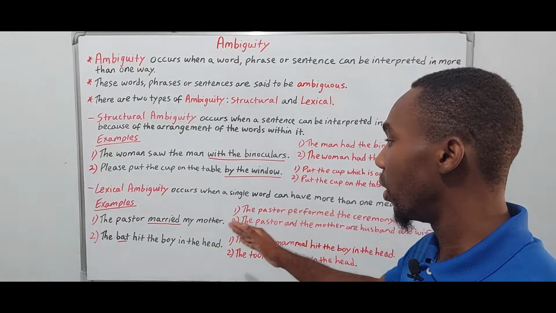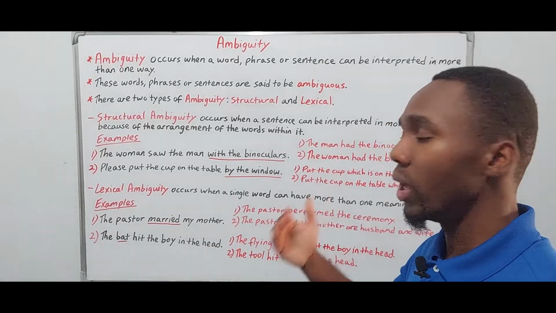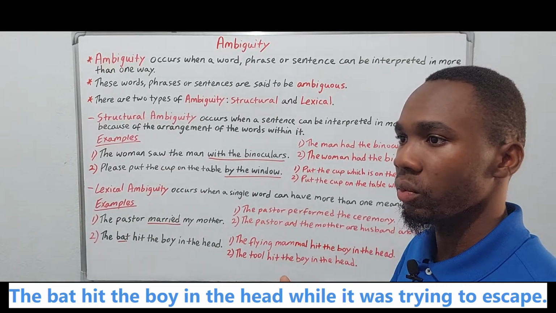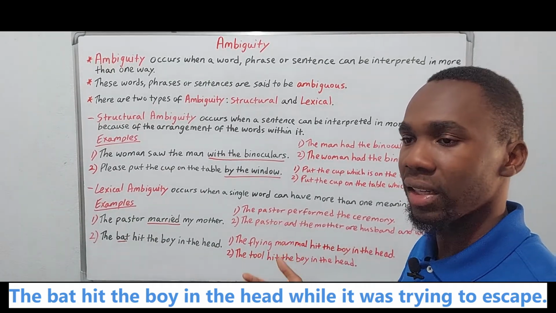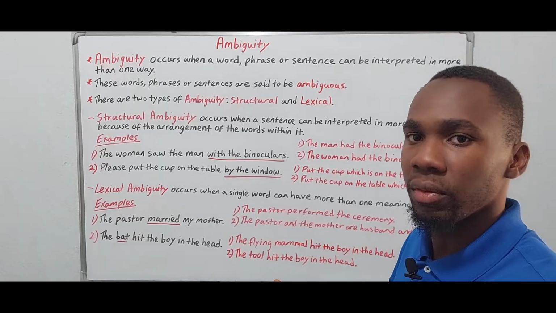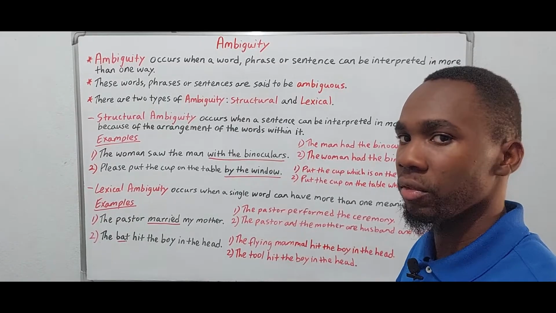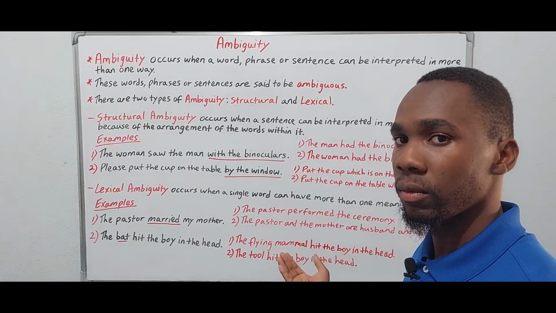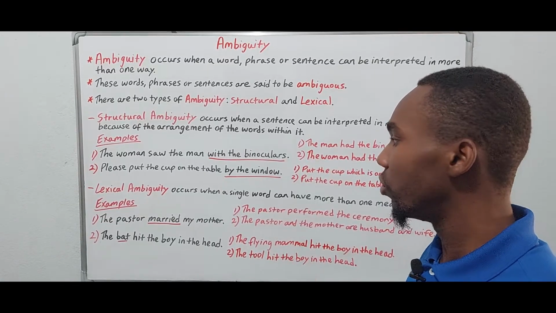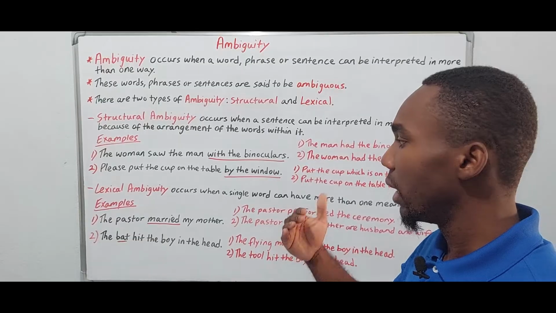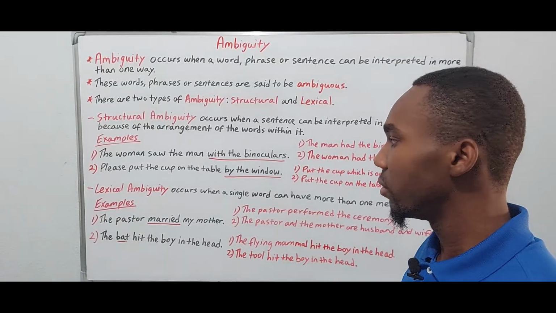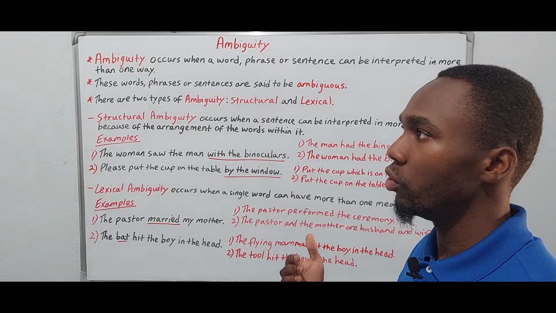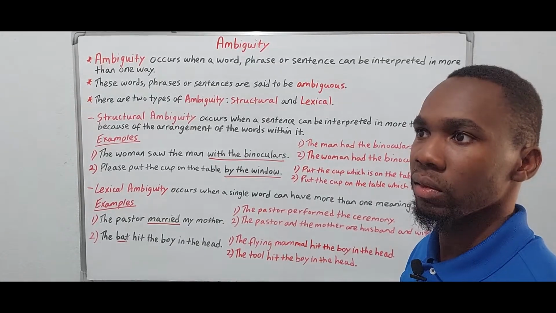The bat hit the boy in the head while it was trying to escape. So obviously in that case, we said it was trying to escape. So we obviously are referring to the flying mammal, right? And if we want to use the tool, the bat hit the boy in the head during the cricket match. Right.